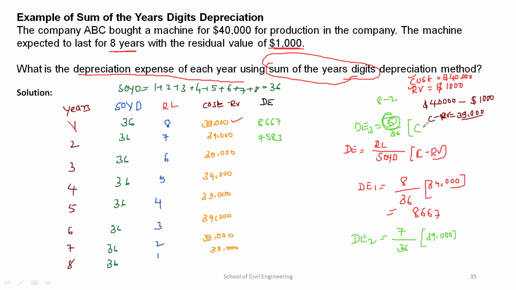6 divided by 36 multiplied by cost minus residual value, that is 39,000. So we will get 6,500 for the third year. Next, for the fourth year, it is 5,417. Next, 4,338. Next, 3,250. Next, 2,167. At last you will get 1,087. This is how we have to calculate depreciation using the sum of year digit method. This completes this method.